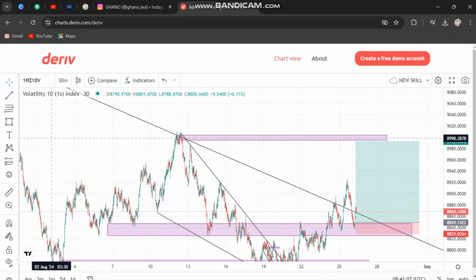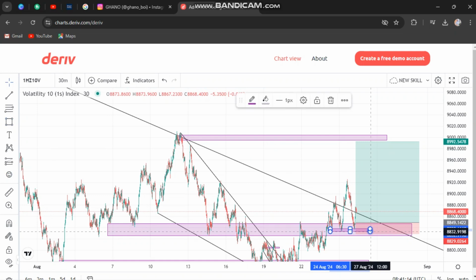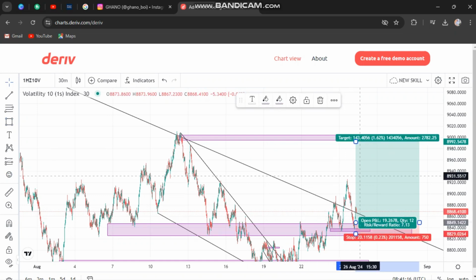Guys, right now the major trend is broken, and at that zone we also get a double bottom again, which is giving us enough confirmation of the market pushing to the upside, guys.